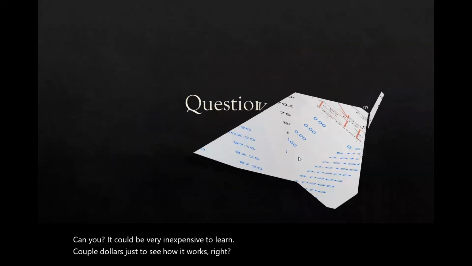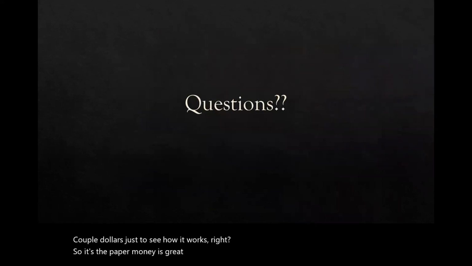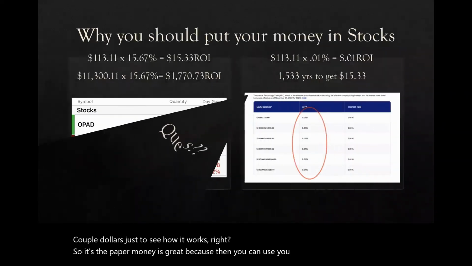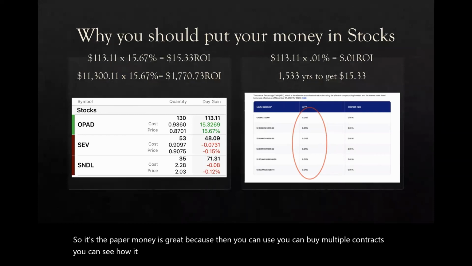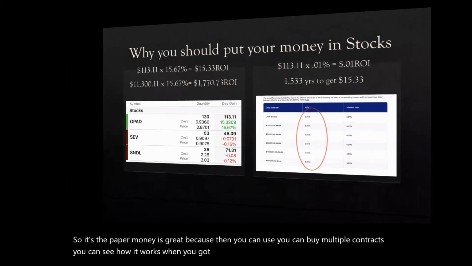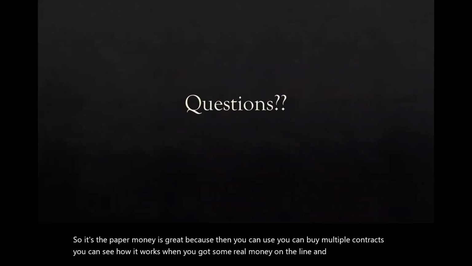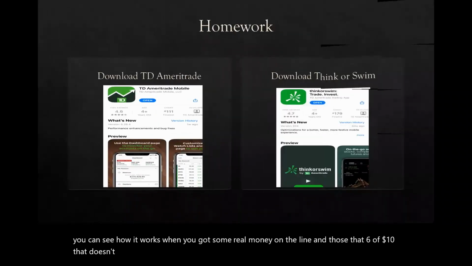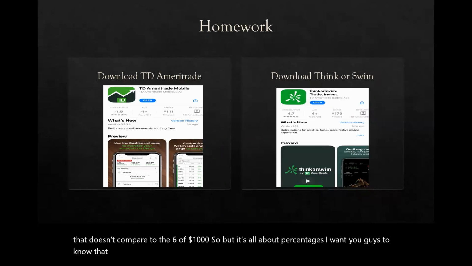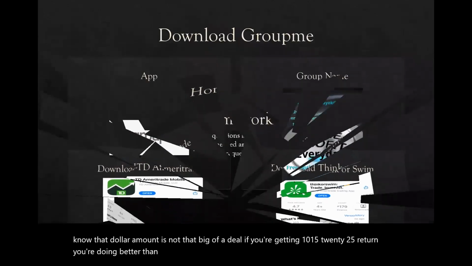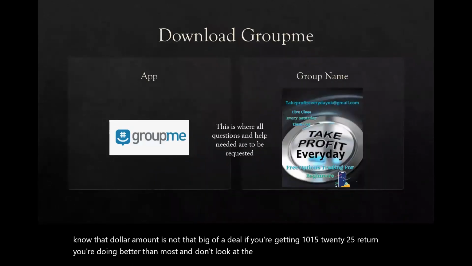Paper money is great because you can buy multiple contracts and see how it actually works. When you got some real money on the line, 6% of $10 doesn't compare to 6% of $1,000. But it's all about percentages. I want you guys to know that the dollar amount is not that big of a deal. If you're getting 10, 15, 20, 25% return, you're doing better than most. Don't look at the dollar amount, look at the percentage.